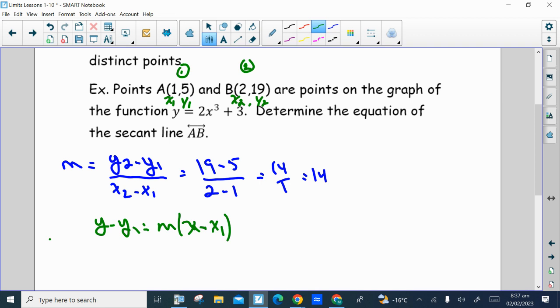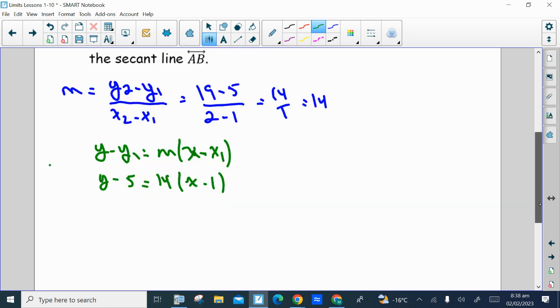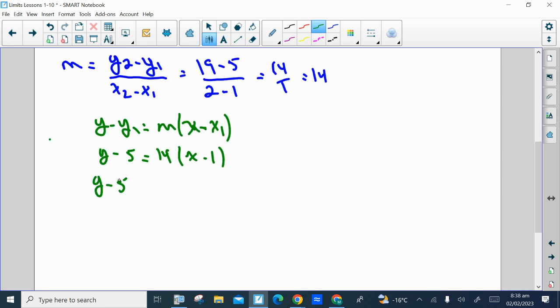So now we just need to choose one of the 2 points. It doesn't matter which one. I'm going to choose the first point because the numbers are a little smaller to represent x1 and y1. I've already got it labeled up here as x1 and y1. And m is the slope. So y minus y1, which is 5, equals 14, because we figured out that's our slope, times x minus x1, which is 1. And now it's just a matter of simplifying this equation. Multiply out the brackets on the right, and then we'll add 5 to both sides. And there's the equation of that secant line.